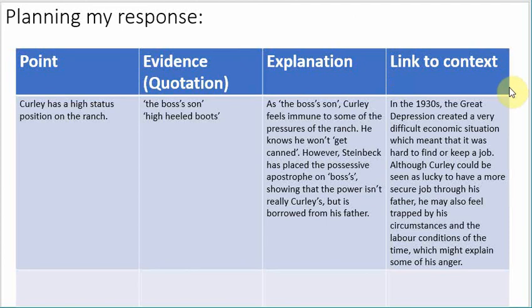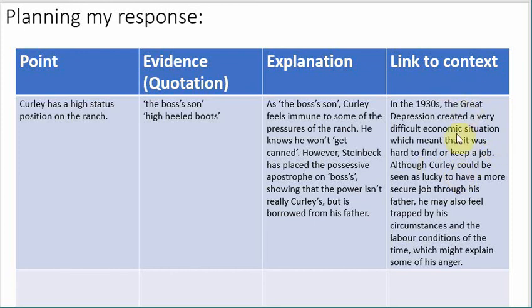Now the last thing that we've got to do is link it to context. So we're going for a bit of context here. In the 1930s is always a great way to start off your context because it just proves you know which decade we're talking about. And the Great Depression, remember with those capitals, always another great way to introduce the context because again it shows you know what's going on. It created a difficult economic situation. Can you see how I haven't said any specific details? I don't need to. I could get an A star without ever mentioning a number from the Great Depression.